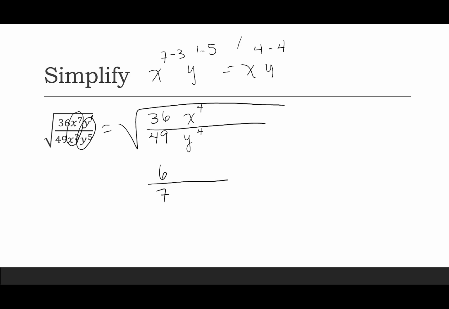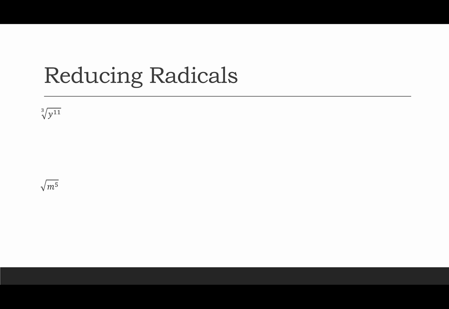When I think about the x to the 4th and y to the negative 4 being applied the 1/2 power, I think 4 times a half gives me 2, so I have x squared. And then y to the 4 to the 1/2 also gives me y squared, so my solution is 6x squared over 7y squared.